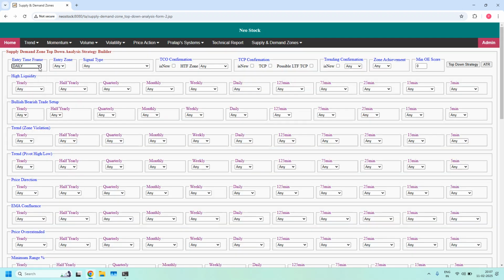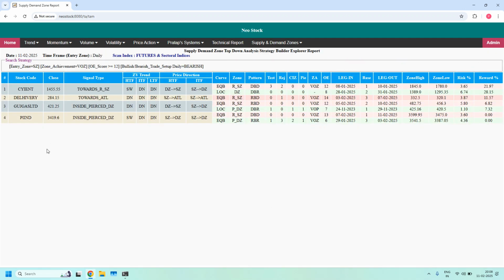Okay, entry time frame daily, entry zone, supply zone. In bullish or bearish trade setup at daily, I am selecting bearish. Zone achievement VWZ, minimum odd enhancer score 12. With these filters, we got 4 stocks. Currently, these 4 stocks are supporting bearish trade setup for monthly income trade, and entry time frame is daily supply zones. We have 4 daily supply zones.